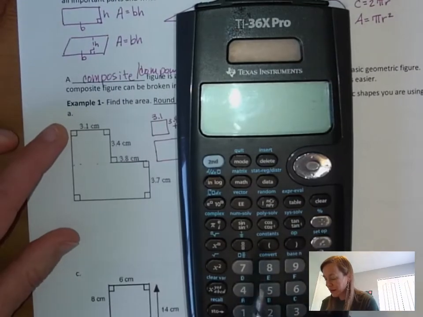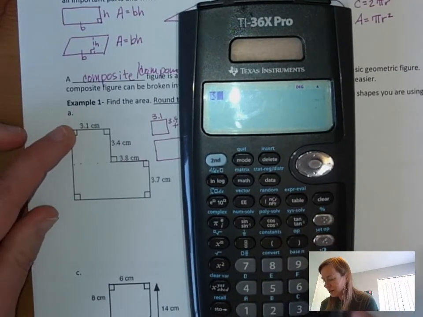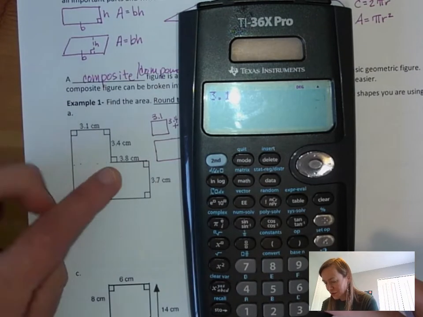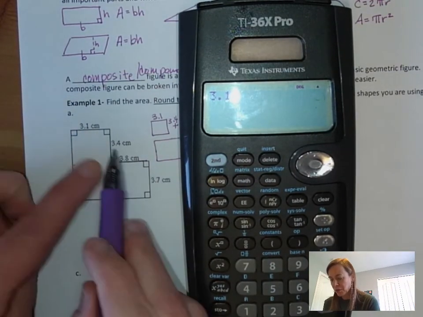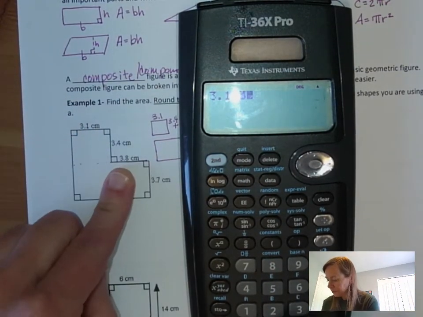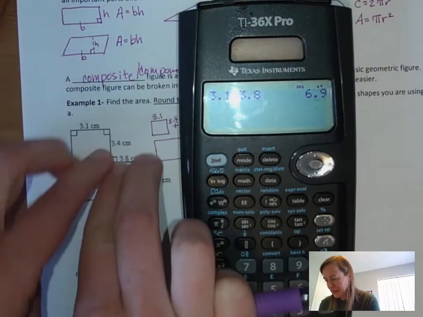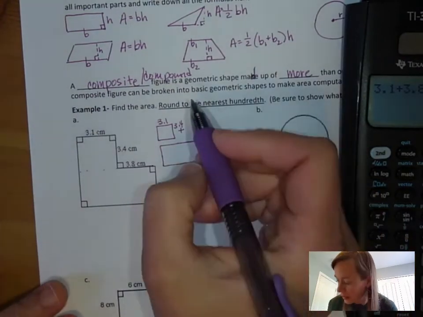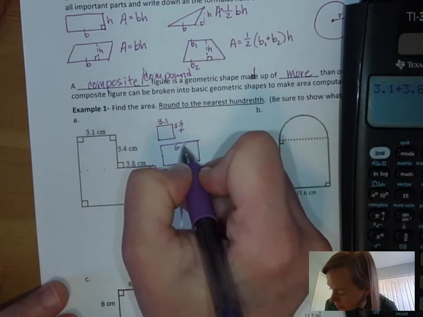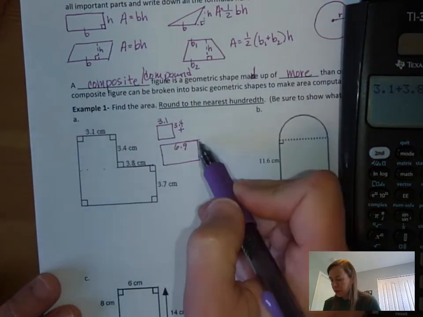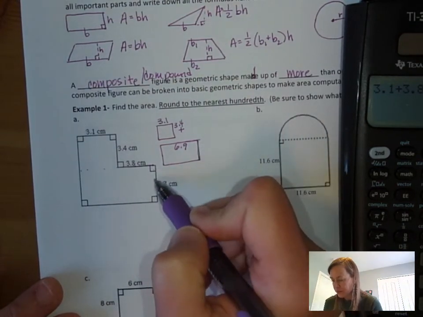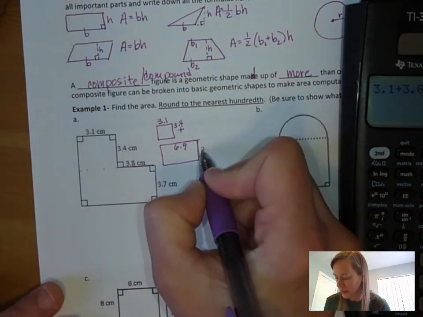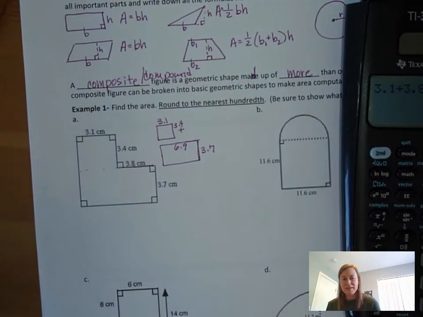So let's just grab our calculator. I definitely encourage you to use calculators on these problems if you want to. So 3.1 plus 3.8. And when you fit those two sides together, you get the top of this rectangle here, which it looks like it's 6.9. So I'm just going to write my 6.9 right there. And what about this length here? This one is labeled for us. That's just 3.7. Okay, so let's figure these out and add them all together.